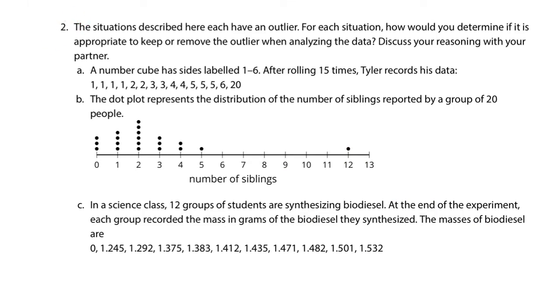In these problems, you're just determining if it's appropriate to keep or remove the outlier when analyzing the data. So for example, in A here, they're rolling a number cube with sides 1 through 6. After rolling 15 times, this is the data that Tyler has. And I do see a number here that is possibly an outlier. And I do notice that that's not even a possible value to get when you roll a dice. And so this is a mistake in recording or some sort of mistake that Tyler made. And so in this case, we could throw this one out.